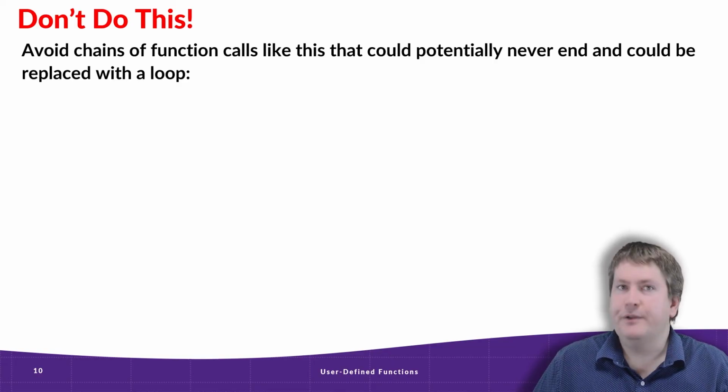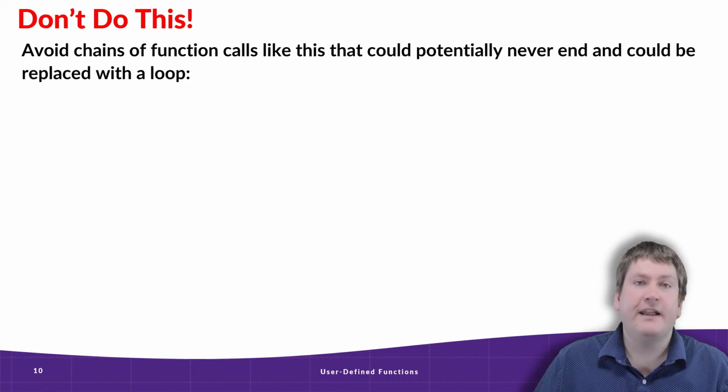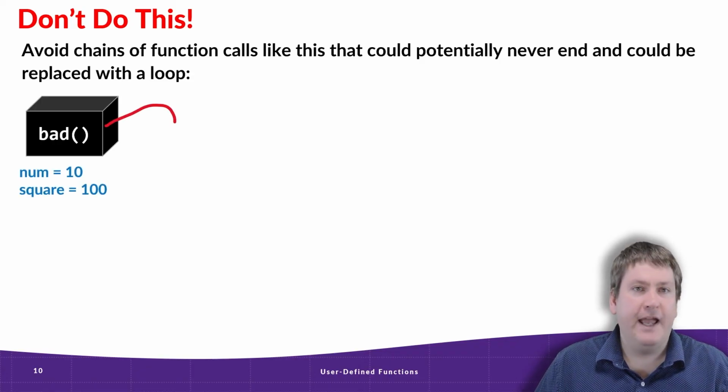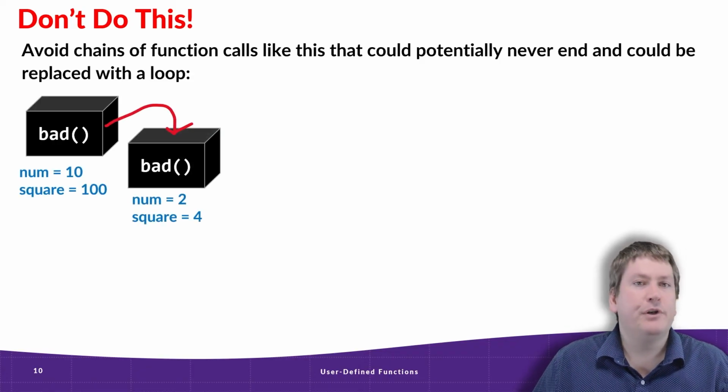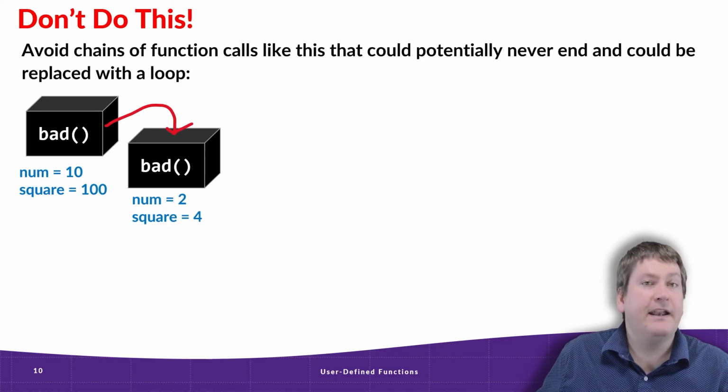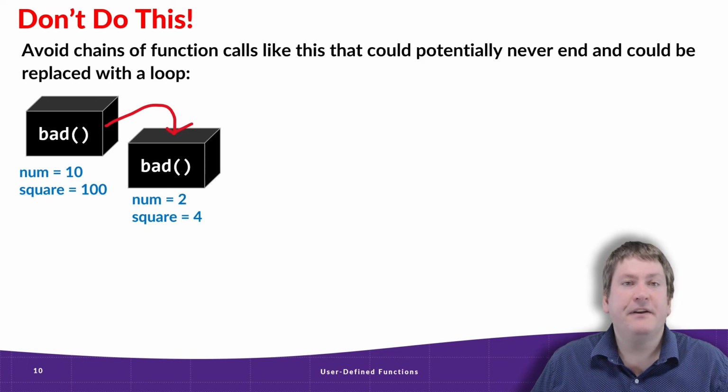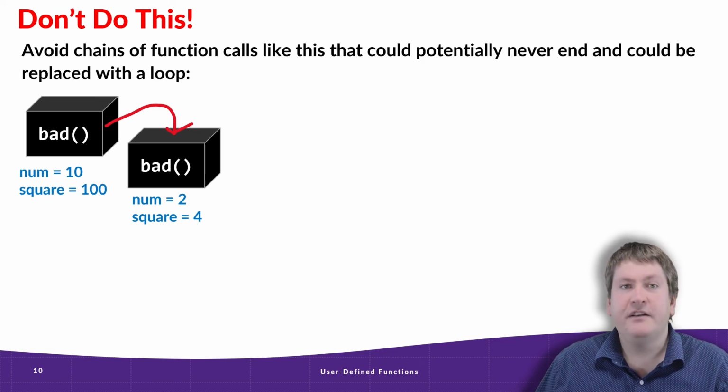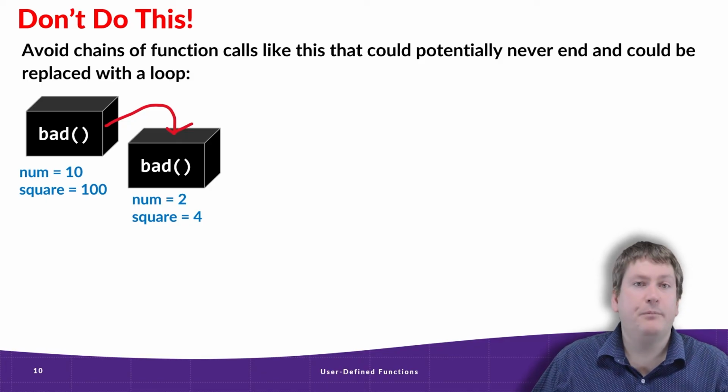So let's say we call the bad function, and then we take some input from the user, maybe they input a 10. And then we get an output of 100 for the square, and then we call the bad function again to get input again. But what happens here is num and square aren't reset, or we don't lose them, they're not collected by the garbage collector, they still exist in the computer's memory.